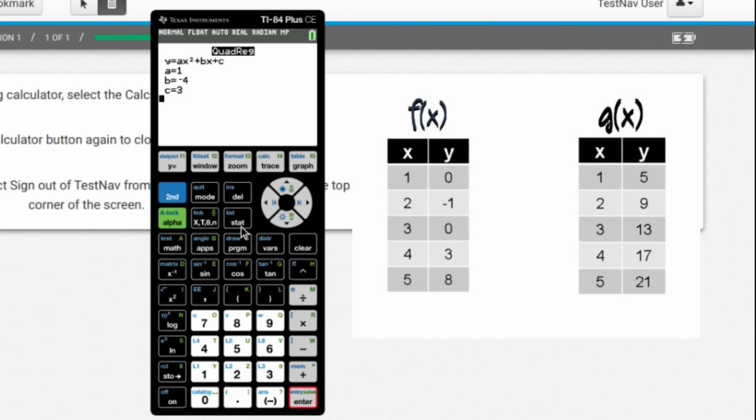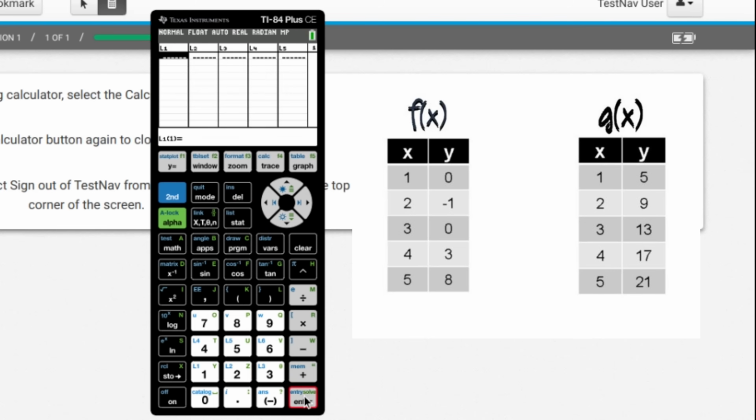Now on to the linear. If I want to clear everything out, 2 plus 712 does the job. Just don't do this on a personal calculator if you have stuff saved. Go to stat, edit. I got 1, 2, 3, 4, 5. So 1, enter 2, enter 3, enter 4, enter 5, enter. I've got 5, enter, 9, enter, 13, enter, 17, enter, 21. Don't have to worry about negatives there.